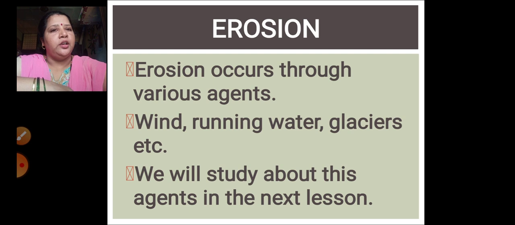Now the last part we are learning is erosion. What is erosion? The washing away of the top part of the soil is called erosion. Erosion takes place through various agents. In your earlier classes also you must have learned what erosion is and what the agents of erosion are. The agents of erosion are wind, running water, glaciers and sea water.